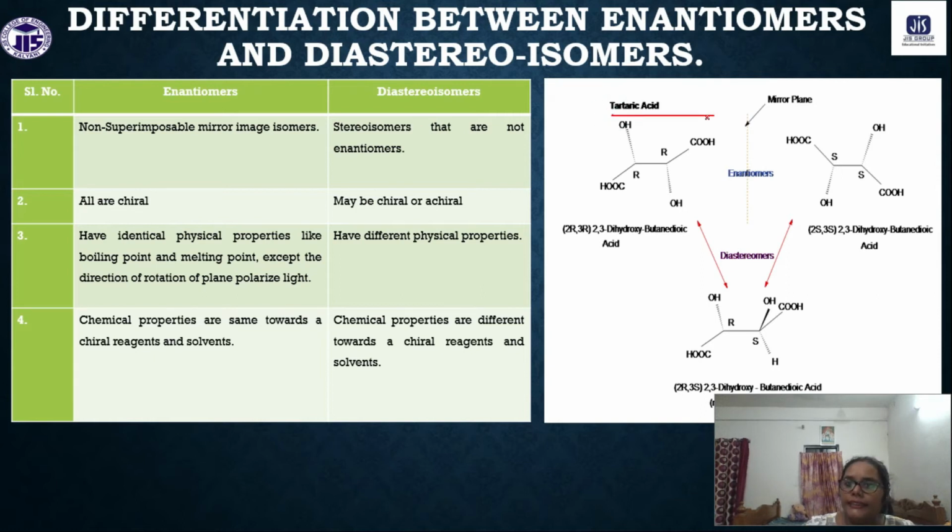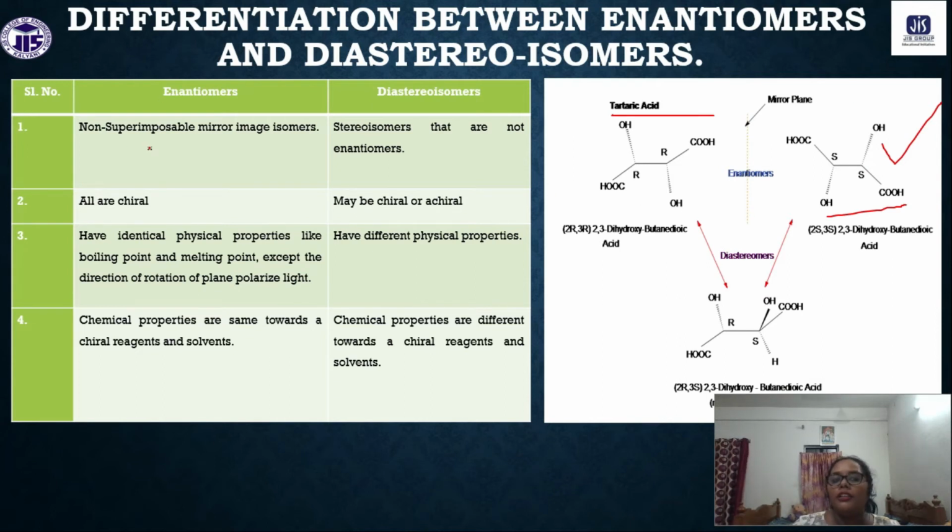This is tartaric acid. If we place a mirror, this will be the mirror image, which is the enantiomer. These mirror images are non-superimposable, so they are enantiomers. But this molecule is not the mirror image of this tartaric acid, so this is called a diastereomer. Again, this is the mirror image of the tartaric acid, and with this relation they are also diastereomers. Okay, so these are examples of diastereomers.